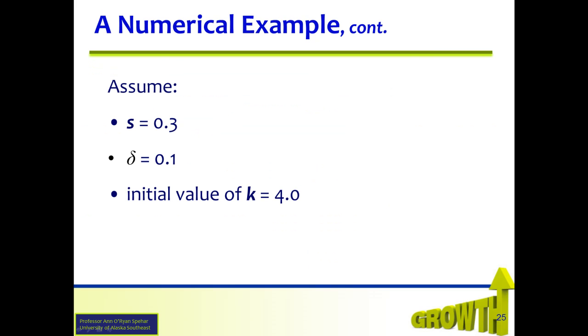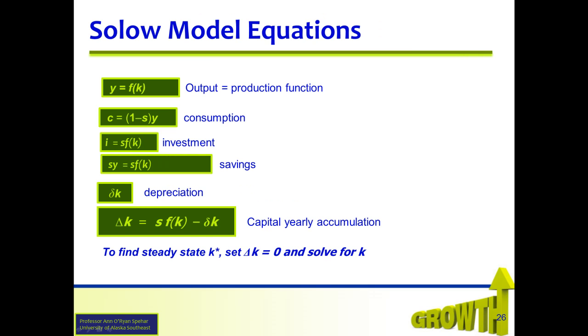Now let's assume that the savings rate is 0.3, little delta, or depreciation, is 0.1, and we start out with an initial value of capital per worker at 4.0. The Solow model equations are below: output, or the production function, the consumption function, investment and savings function, depreciation, and capital yearly accumulation. The job is to find the steady state K star, and we do that by setting delta K equal to 0 and solving for K.